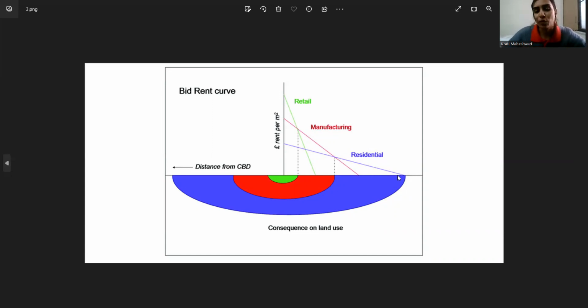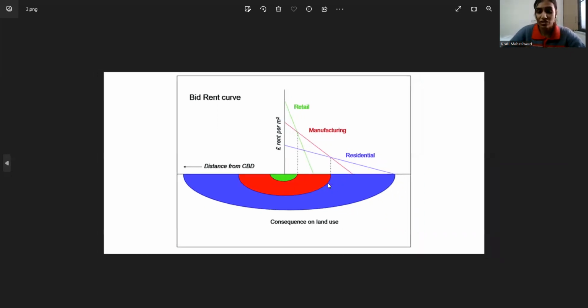This is a very common phenomenon, as we have seen that if you're living in the central business district, the rents are high, and we see that the rent for retailing is higher than that of manufacturing, and then there is the residential. So we see that the steepest curve is of retail, then there is manufacturing and residential areas.